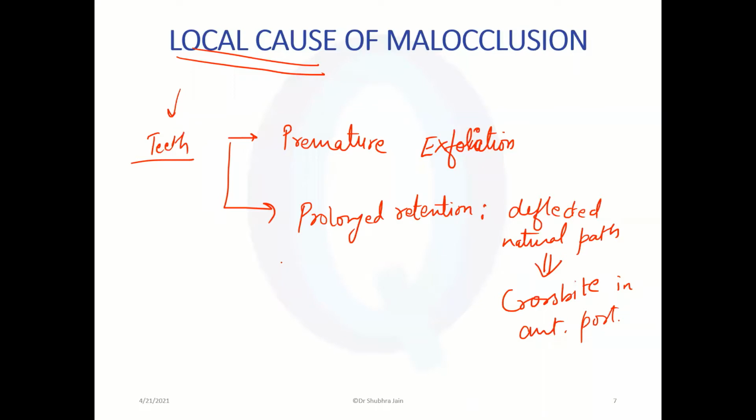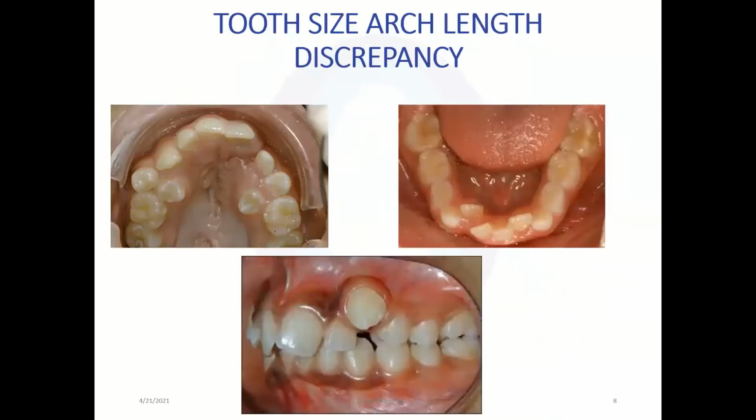Okay, so these are the two main local causes of malocclusion, and they lead to problems in permanent dentition. Now, how does a tooth size arch length discrepancy look? This is a case of cleft. In cleft, we know that the arch is not properly formed, so premolars are deflected in this case. This is how arch length discrepancy looks.